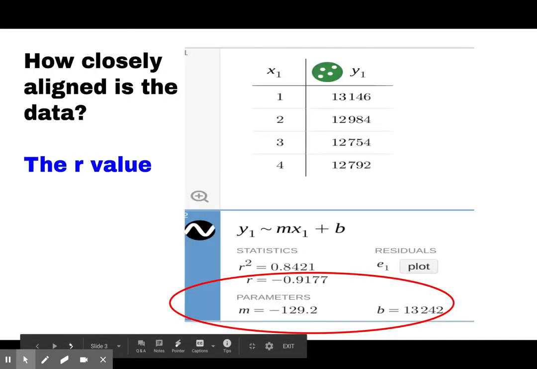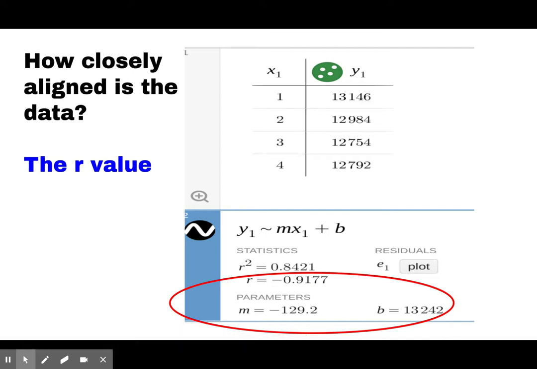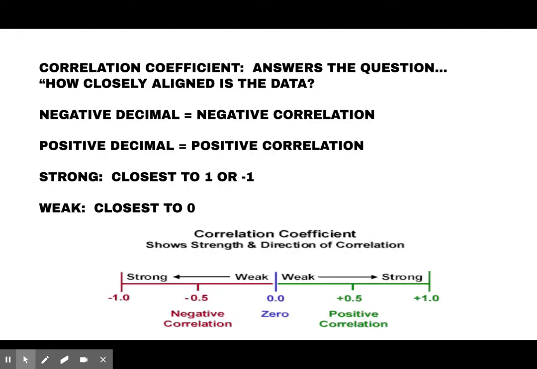Okay? So we next learned, as we had already known, that we have strong and weak positive correlations and strong and weak negative correlations. But we realized we could determine how closely aligned the data is by computing what we call the correlation coefficient, which is the R value. And so we have the Desmos calculator to do that for us. And then we simply took the R value, or the correlation coefficient, to answer the question, how closely aligned is the data? And we simply apply it to the scale down below.